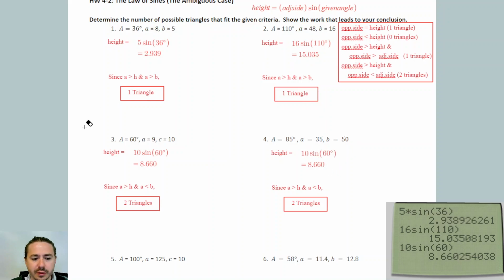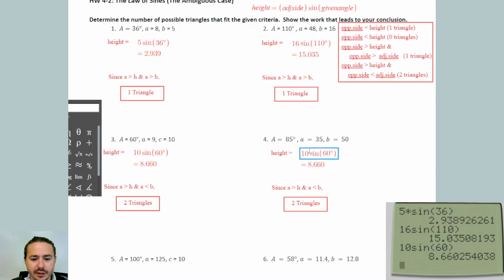Okay, so let's look at the next one. We've got 50 times the sine of 85, which is, let's see here, 50 times the sine of 85 is 49.809, would round up, so 49.810.